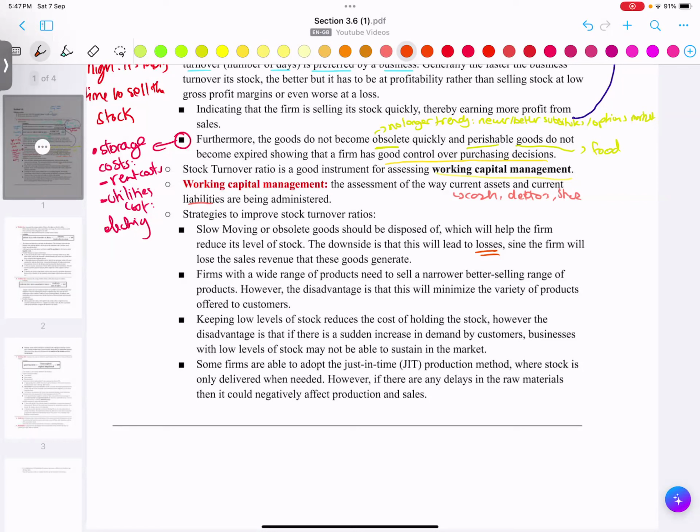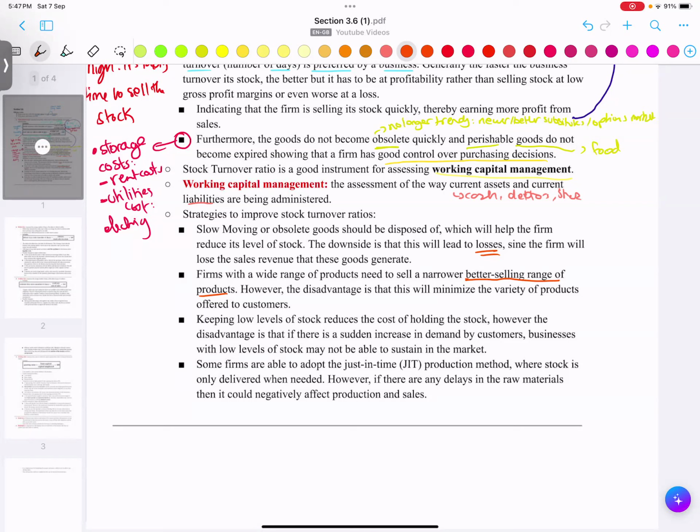Firms with a wide range of products need to sell a narrower, better range of products. However, the disadvantage is that they will minimize the variety of products offered to customers. Basically, what they could do is see the least popular product among customers, a product that isn't really needed, a product that isn't loved as much, but at the same time, they won't be offering customers such a wide range. And if you're talking about the case, you could also talk about market research and whatnot.